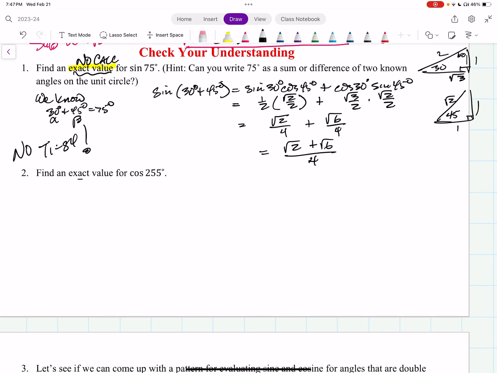All right, next one, find the exact value of cosine of 255. So here we go. We need two angles that add up to 255 or subtract to 255. You can do a sum or a difference. So alpha plus beta equals 255. Can we think of two angles on the unit circle that add up to 255?